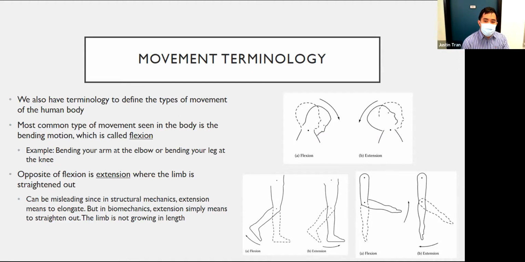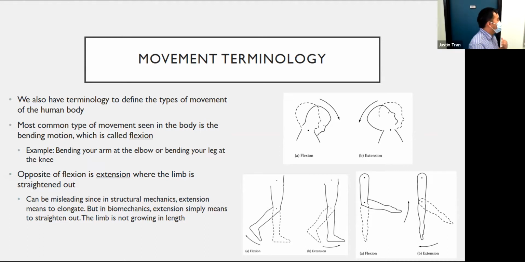Okay, so now we have movement terminology, and these are terms that we can use to describe movements of the different parts of the body. We have a lot of terms for these because the movement of the human body is very complex, and so we need a lot of terms to describe it. But at the very basic sense, we have this idea of flexion and extension.